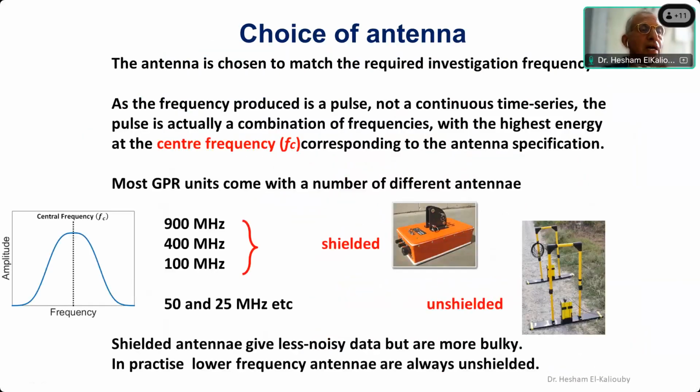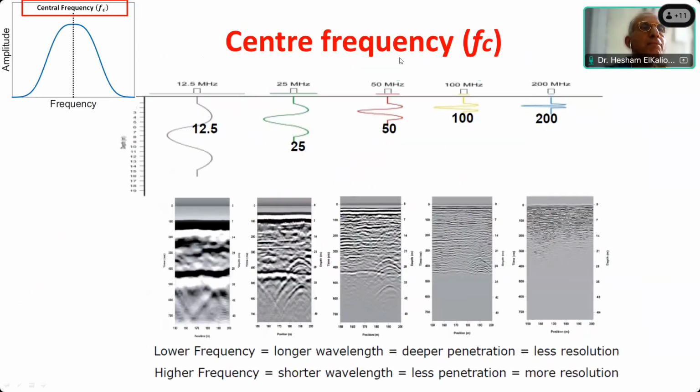Each antenna has a range of frequencies, but the maximum amplitude of this frequency is called the central frequency. And this is the frequency we use to name the antenna. We say this is a 100 megahertz antenna or a 400 megahertz antenna. It is just the maximum peak amplitude of the frequency, called the central frequency. Usually high frequency antennas are shielded. The shield is just to protect the antenna from external noise, while low frequency antennas like 50 or 25 megahertz are usually unshielded antennas. Here is an example of different central frequencies from 12 megahertz up to 200 megahertz antennas.